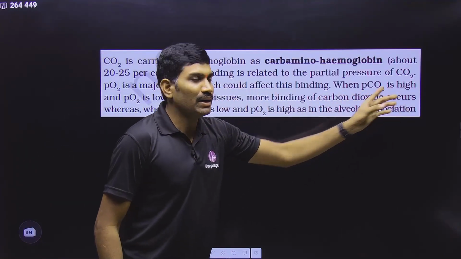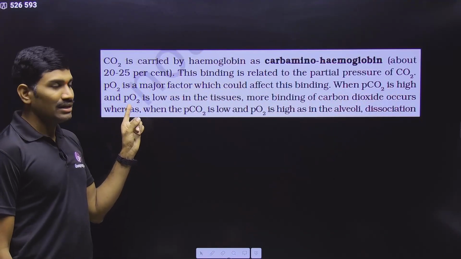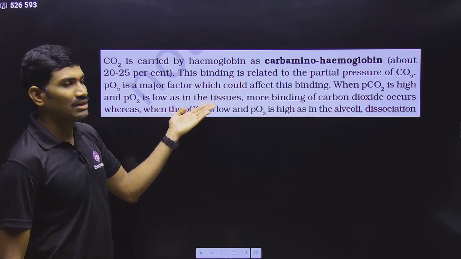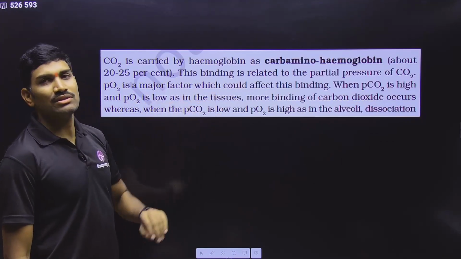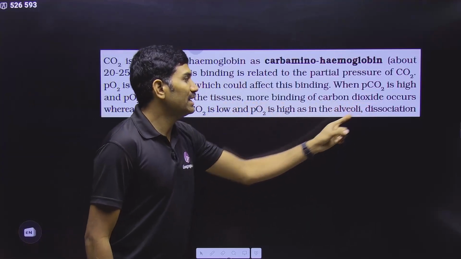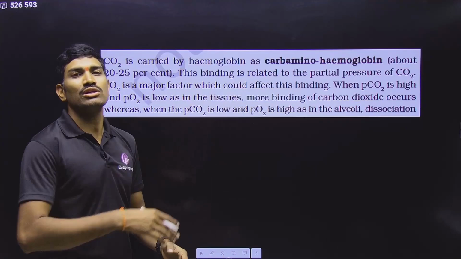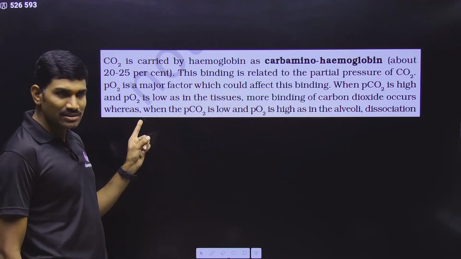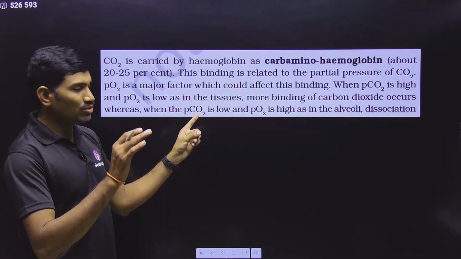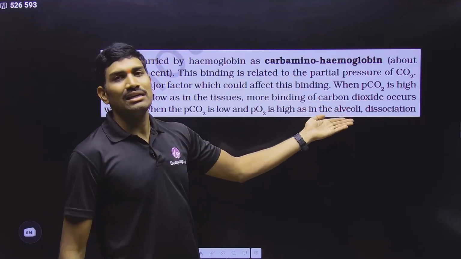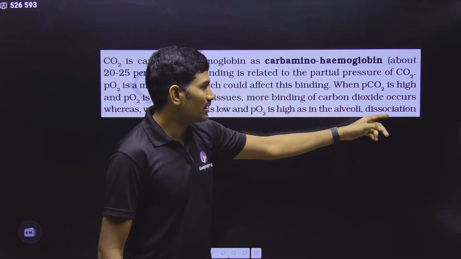Next one, when partial pressure of CO2 is high and partial pressure of oxygen is low, where are we observing this? At the tissues. So when we are observing this at the tissues, more binding of carbon dioxide occurs. That's why at the level of tissues, more CO2 is binding with hemoglobin. Whereas when the partial pressure of CO2 is low and partial pressure of oxygen is high, where are we observing this? In the alveoli.